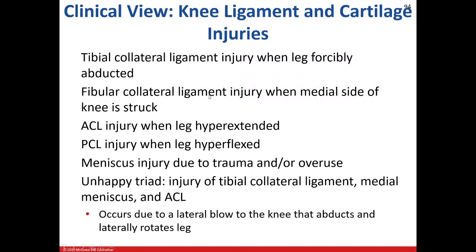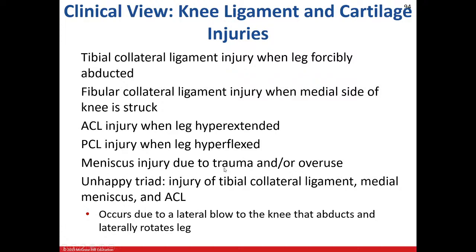The fibular collateral ligament injury occurs when the medial side of the knee is struck. Basically, the same thing could happen in the other direction as well, though. The thigh could move laterally, whereas the lower leg could move medially. ACL injury occurs when the leg is hyperextended. PCL, posterior cruciate ligament, injury occurs when the leg is hyperflexed, although really you're far more likely to experience hyperextension. And so ACL injuries are more common.